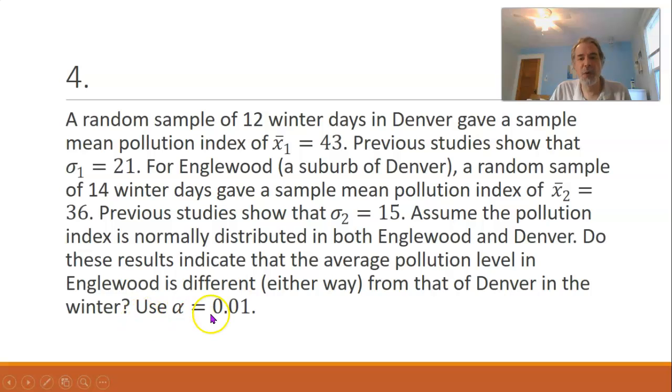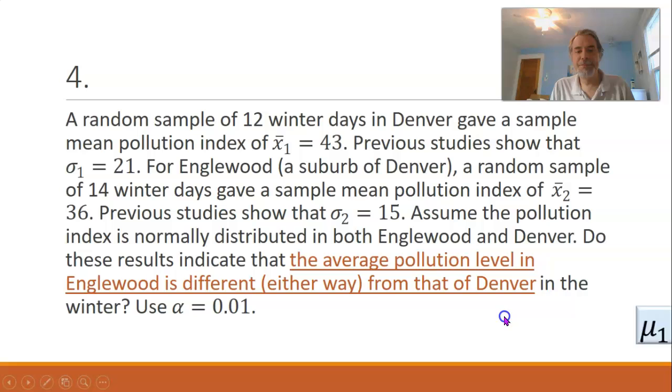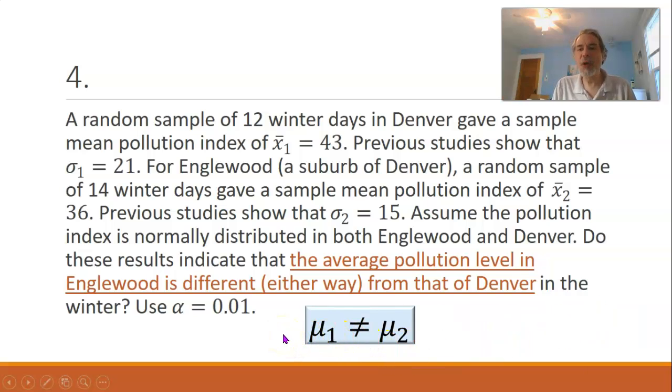Use alpha equals 0.01. So here we are comparing two different population means: the mean or average pollution index for Denver versus the mean or average pollution index for Englewood. Are they the same or are they different? The claim here is that they are different, that mu1, the mean for Denver, is not equal to mu2, the mean for Englewood. So that's the claim that we're testing.